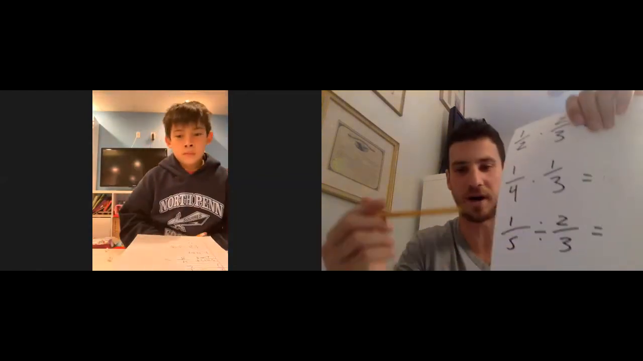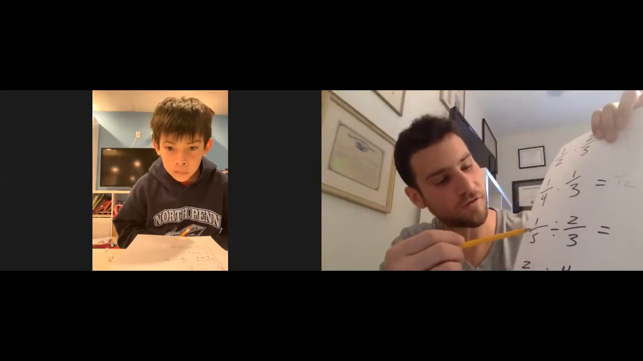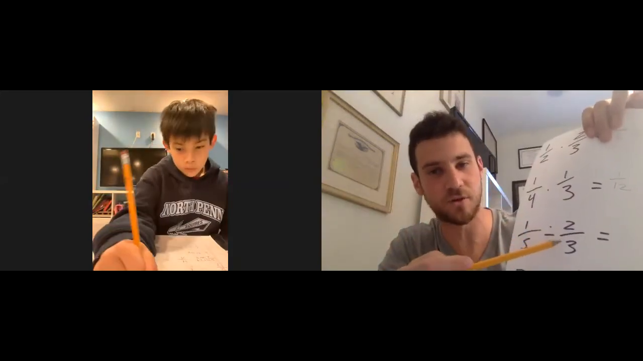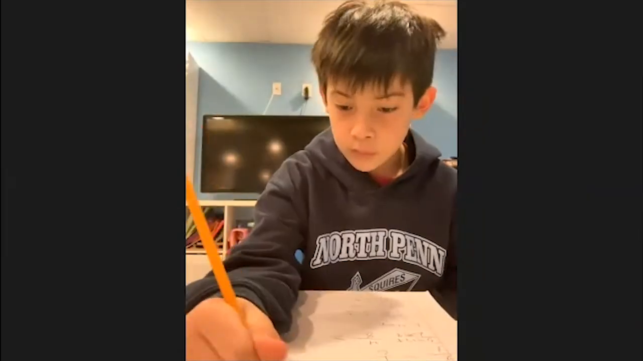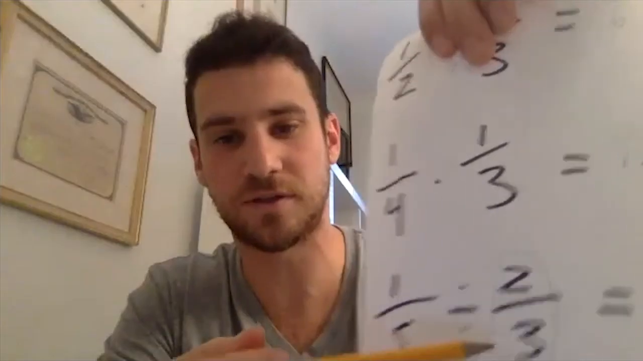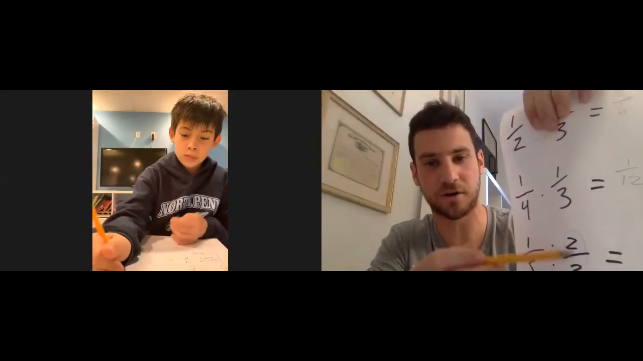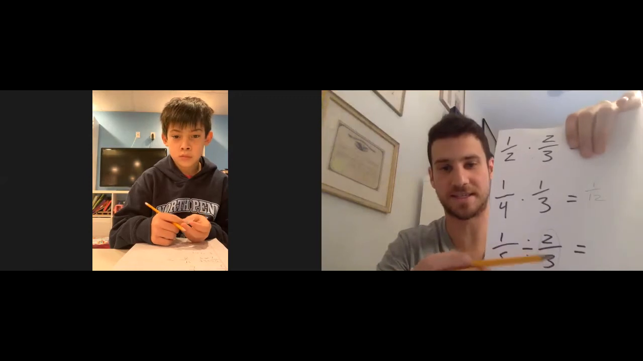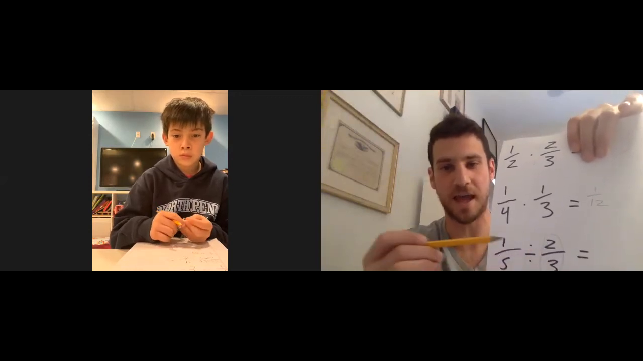So I want you to write this problem. 1 over 5 divided by 2 over 3. Okay, I want you to circle the 2 over 3. Circle that. Because this is what's very hard to remember about division of fractions. You need to flip the second one, the second fraction, and then multiply across. Does that make sense? You flip the second one, and then you multiply across.